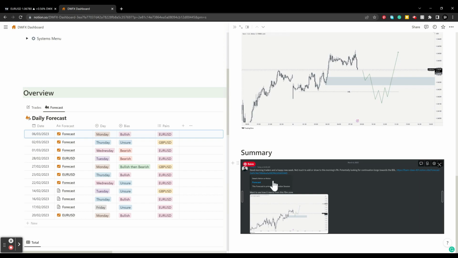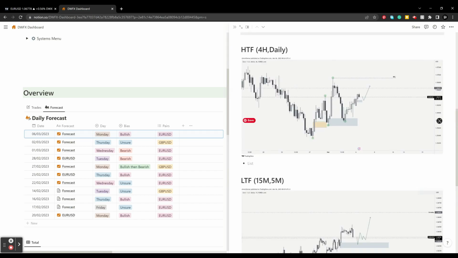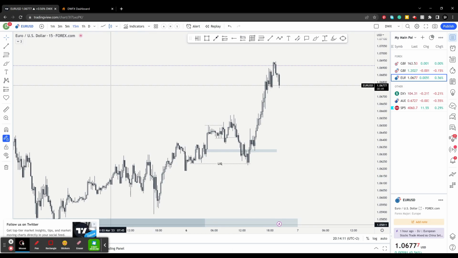So this is what I said. Good morning, traders. Happy new week. Not much to add to or show to this morning's price action. It's pretty self-explanatory. Potentially looking for continuation longs towards the buy side liquidity. That's what I shared over there. So let's have a look.